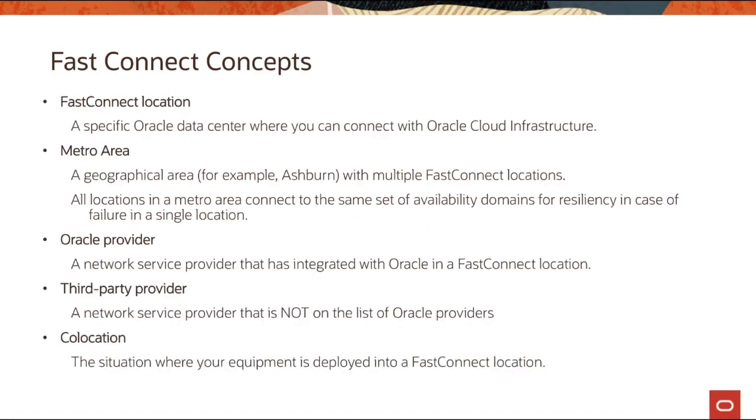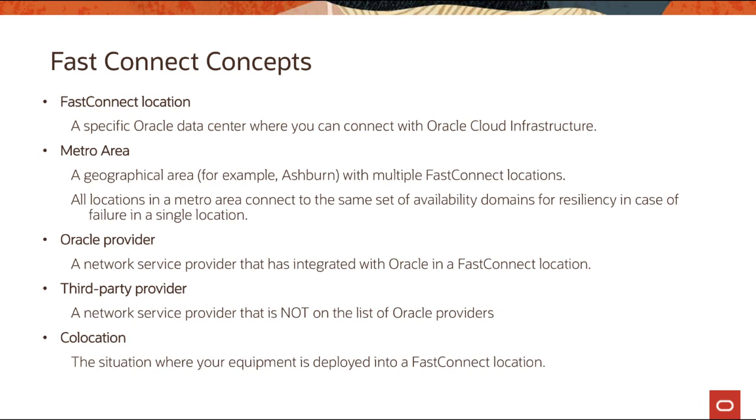Before we talk about the FastConnect connectivity models, let's go over some of the concepts that are key to understanding the different FastConnect models and the FastConnect service itself. First, FastConnect location. A FastConnect location is a specific Oracle data center where you can connect with the Oracle Cloud Infrastructure. In cloud.oracle.com, you can take a look at all the different FastConnect locations for each region.